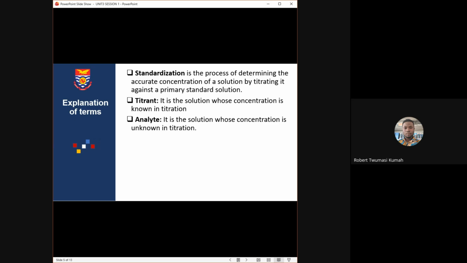Now let me ask this question. Usually, since it's a neutralization reaction, we are expecting a reaction between an acid and a base. Which one do we put in the burette and which one do we put in the conical flask? Is it the acid that we put in the burette or the base that we put in the burette? Class?